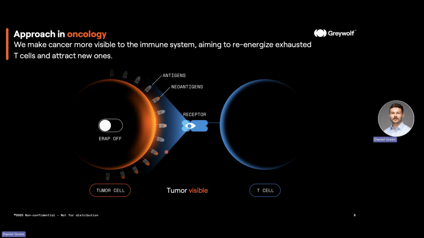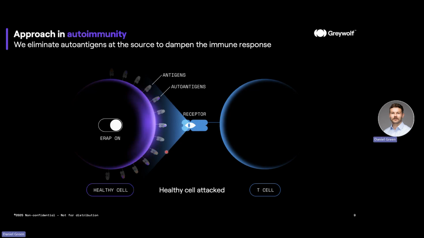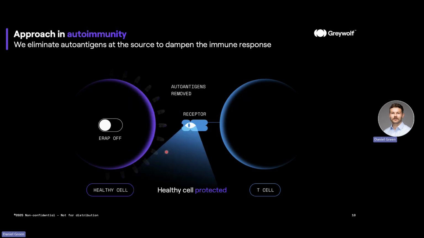The opposite is true in our other therapeutic area, which is autoimmunity, where autoimmunity is driven by this misrecognition of self-autoantigens. We're able to apply the same approach and turn ERAP off and prevent the presentation of those autoantigens at the cell surface. This really allows us an avenue to treat autoimmunity at the source of the disease.